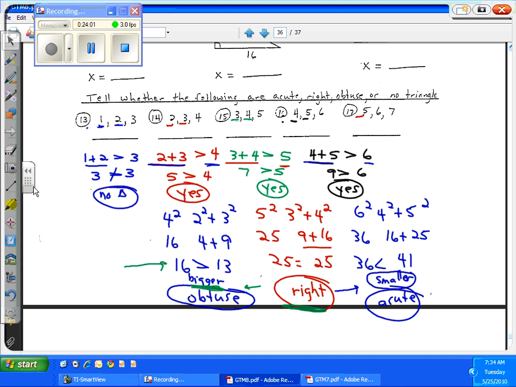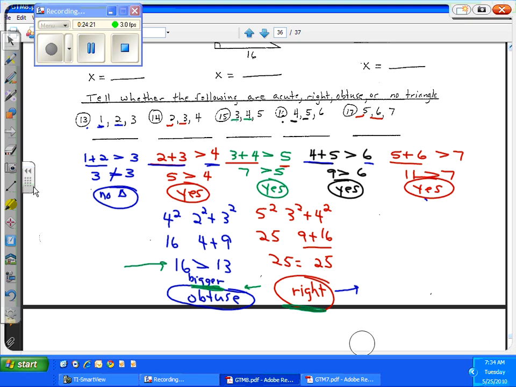Number 17, to see if it's a triangle, we make sure that the sum of the smaller two is greater than the larger. 11 is greater than 7, so yes, it is a triangle. And I'm going to move this out of the way just so I have a little more room. To see what kind, I'm going to compare the square of the larger with the sum of the squares of the smaller ones.